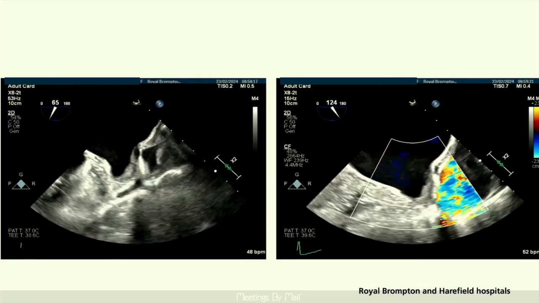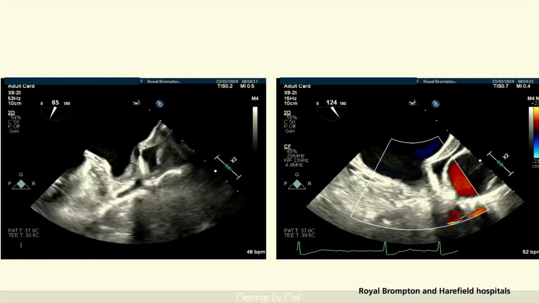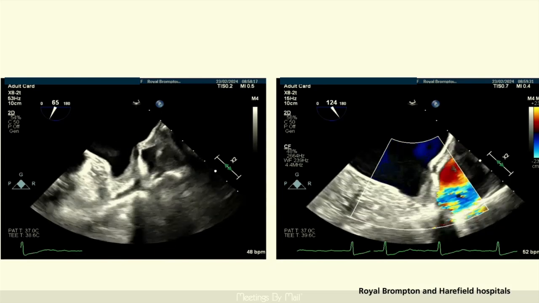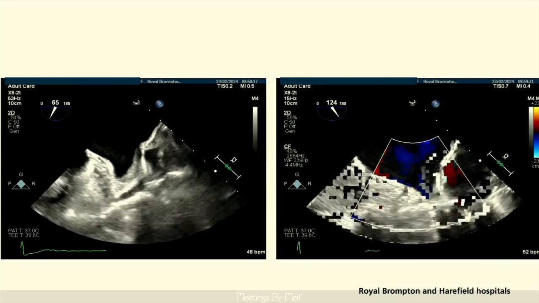So this is an example of a patient we were going to do a valvuloplasty on, and we found that they had thrombus, so we ended up not performing this procedure.